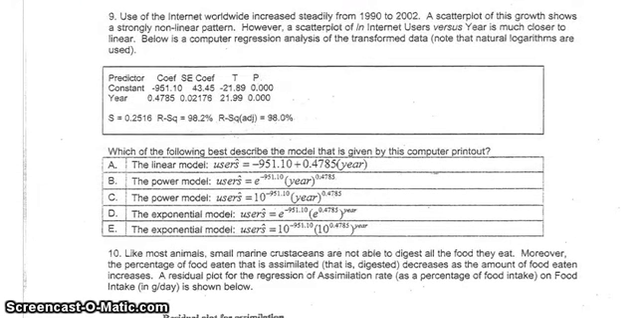Number 9. All right, they're asking us again, which of the following best describes the model that is given by the computer printout? Now, look, ln means that's a natural log. No ln, so I have a log of y, internet users, which means just that, so that means it's exponential. Which one of these says exponential? D or E, so bam, bam, bam. Which one has users? Bam. It's the ln. ln means log base e, so it's D.